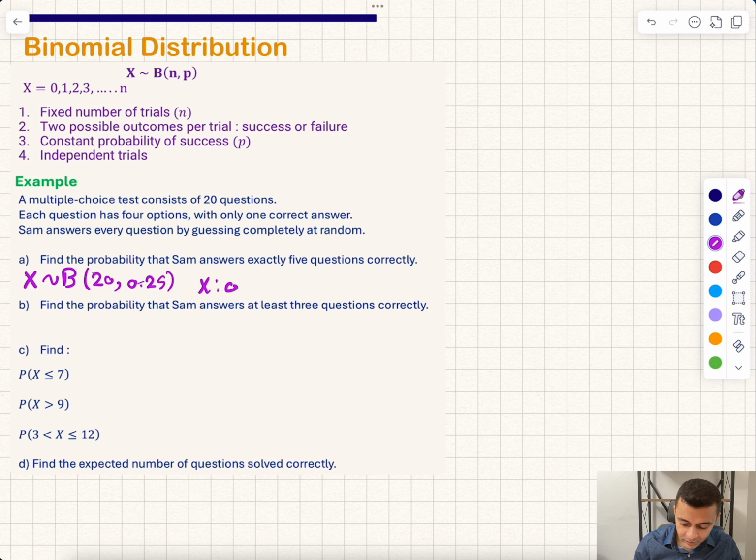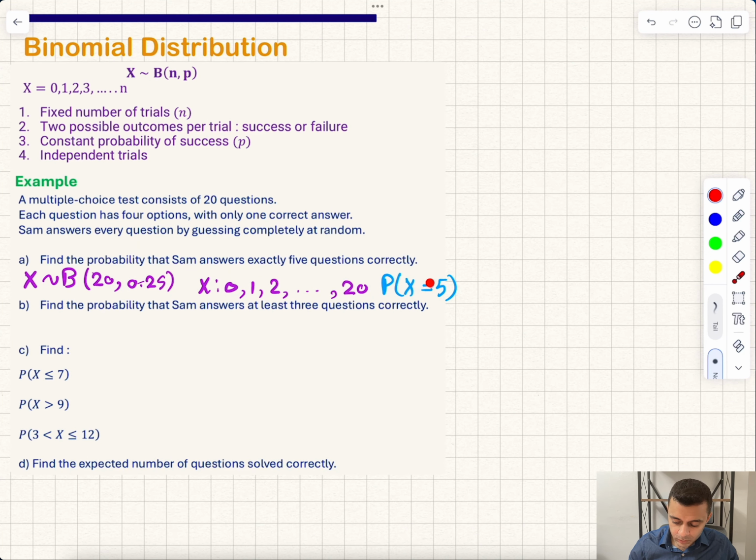This will be our probability of success. Here the values that x can take will be 0, 1, 2, up to n, as you see, which is here 20. So for example, when Sam solves 0 questions correctly, like all of them are wrong, then it will be 0 questions correctly. If one question is done correctly only, then x will be 1. If all of them are done correctly, then x will be 20. And of course we cannot have more than 20 here because all of them are 20. We need to find the probability of solving exactly 5 questions correctly here. So x equals 5, exactly 5.